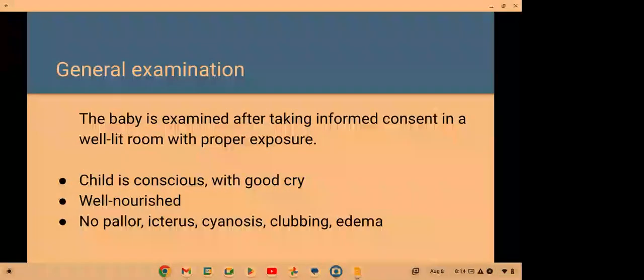Proceed with general examination. So general examination. The baby is examined after taking informed consent from the mother in a well-lit room with proper exposure. The child is conscious with good cry, well nourished. There is no visible pallor, icterus, clubbing or edema.